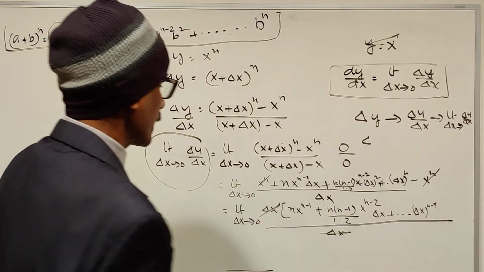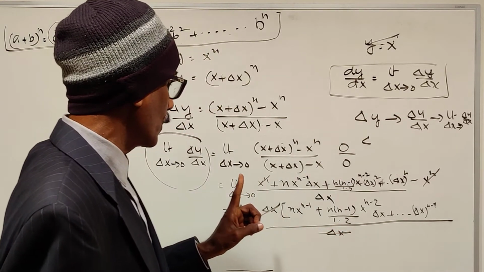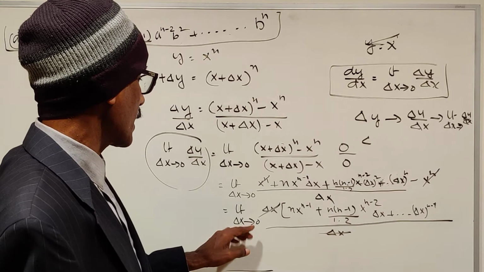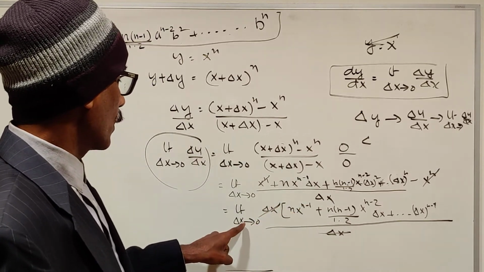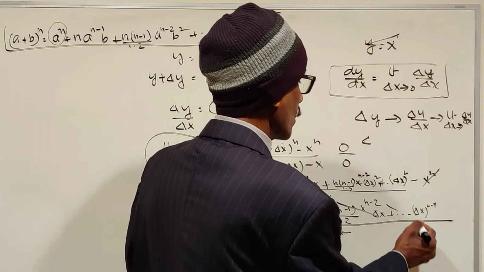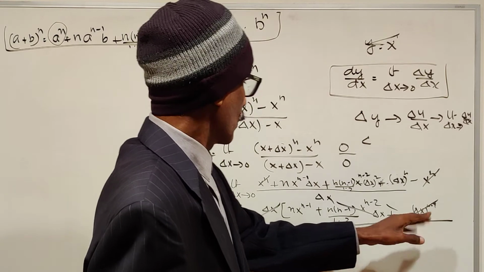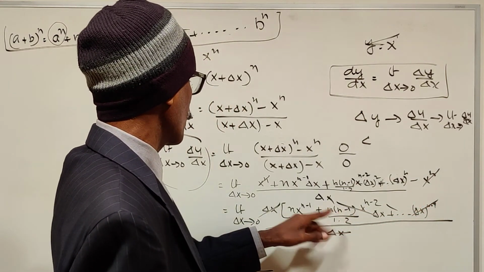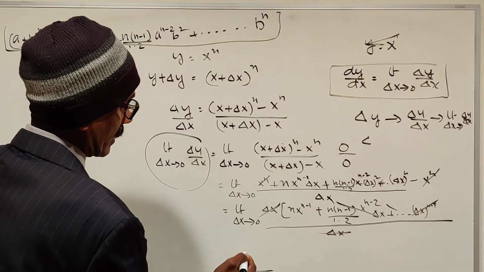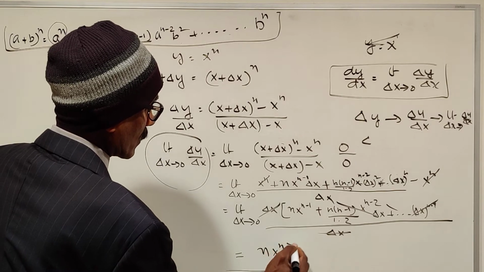Delta x gets cancelled. When you cancel out the numerator and denominator, what you need to do? Just put the value here. Wherever you see delta x, put delta x there. Second term cancels out. Third term cancels out. The last term also cancels out because delta x is there. So all the terms cancel out except the first one. So that is the answer, that is n x raised to n minus 1.